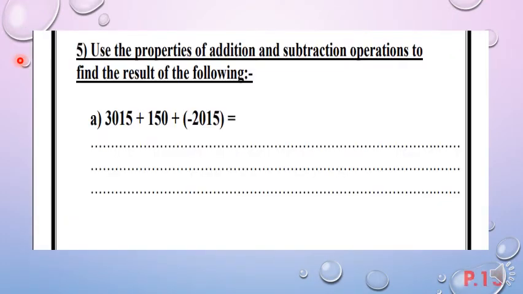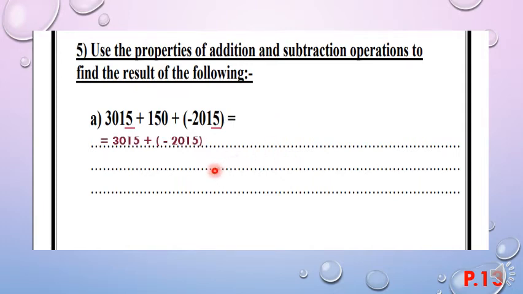Page 13, number 5. Use the properties of addition and subtraction operations to find the result of the following. So we cannot find the result without using the properties and mention its names. Letter A, 3015 plus 150 plus negative 2015. We said that we are going to search in the units. Here, what do we have? In the unit we have 5, and here we have 5. So we can switch the places to have these two numbers beside each other.